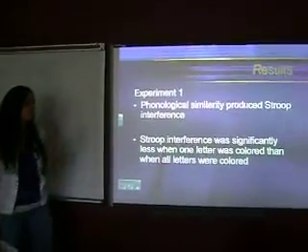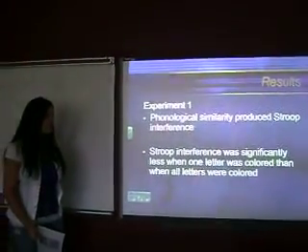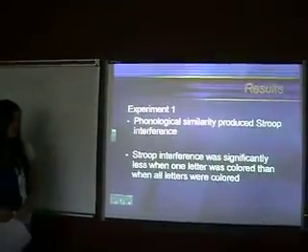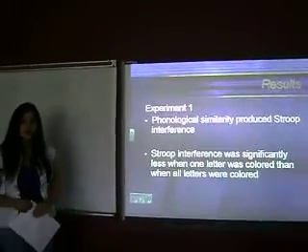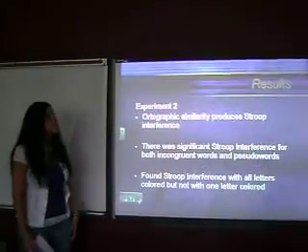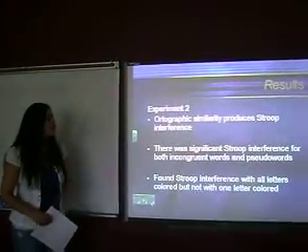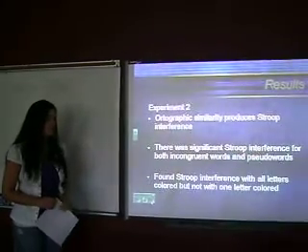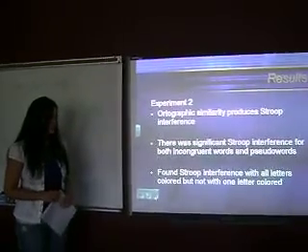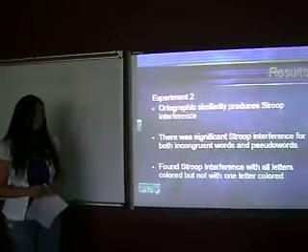The results for experiment 1: phonological similarity produced Stroop interference, and Stroop interference was significantly less when one letter was colored than when all letters were colored. The results for experiment 2: orthographic similarity produced Stroop interference. There was significant Stroop interference for both incongruent words and pseudo words, found with all letters colored but not with one letter colored.